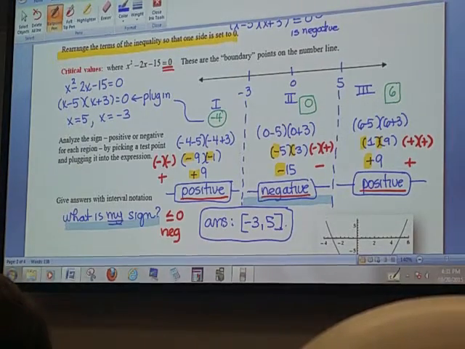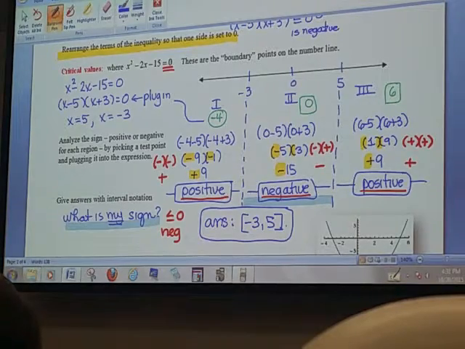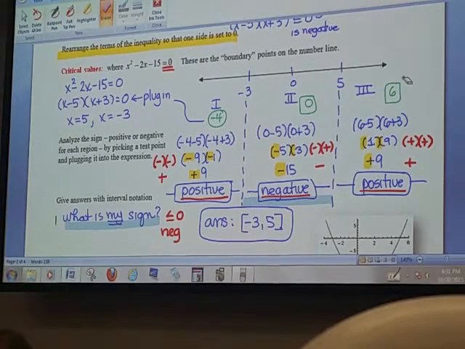And that's my final answer. If the original question had a greater than sign, these two regions on the outside edges would have been my final answer.